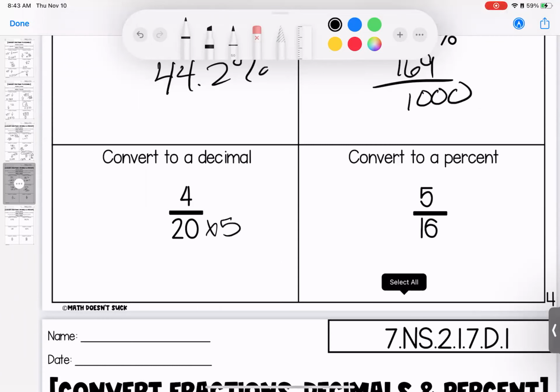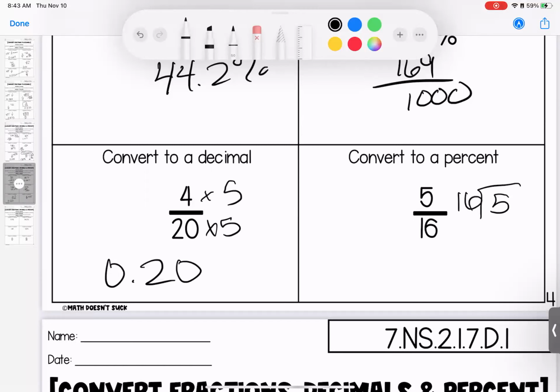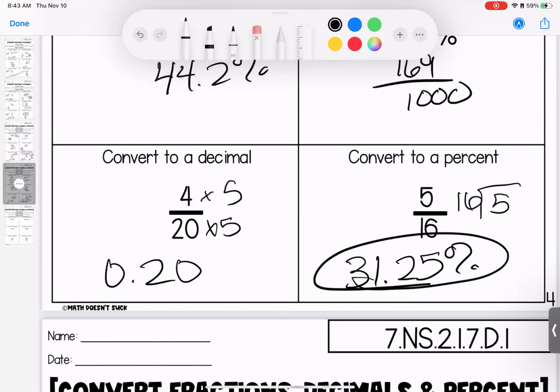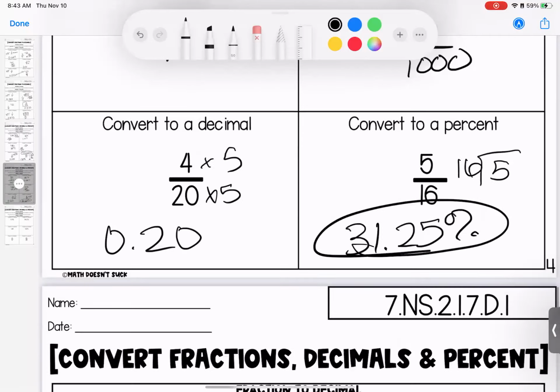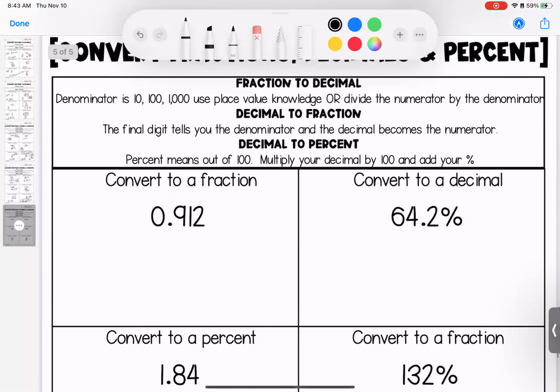For this one, we can times by 5, when we get 2/10 or 20 hundredths. Both of those would be correct. And then 5 over 16, no easy way to do this. We have to divide. We get 31 and 25%. So once we get our decimal, we're going to multiply that by 100 to get our percentage. Any questions on that? Please bring that to class. This is our last page. Converting this to a fraction.